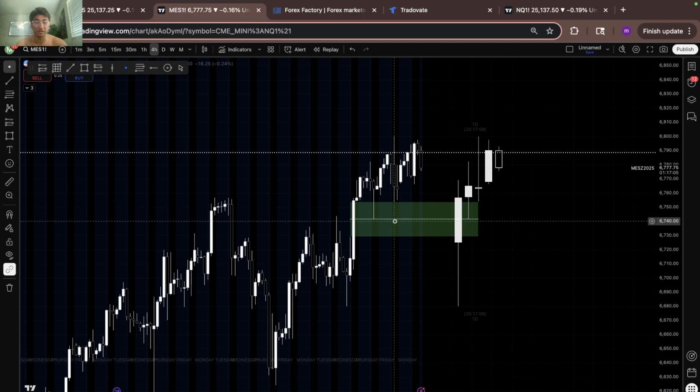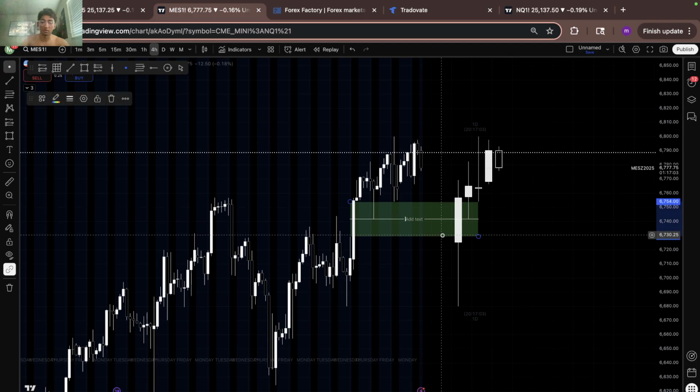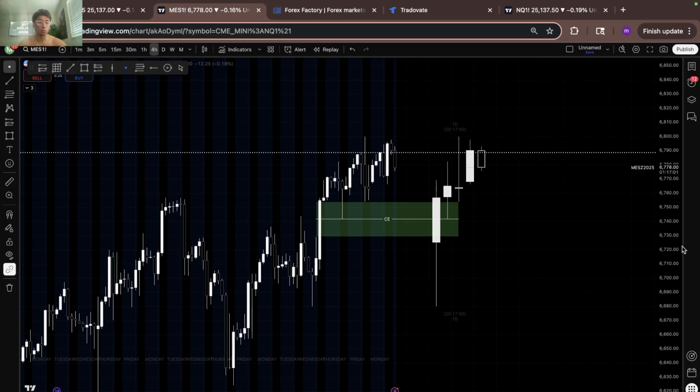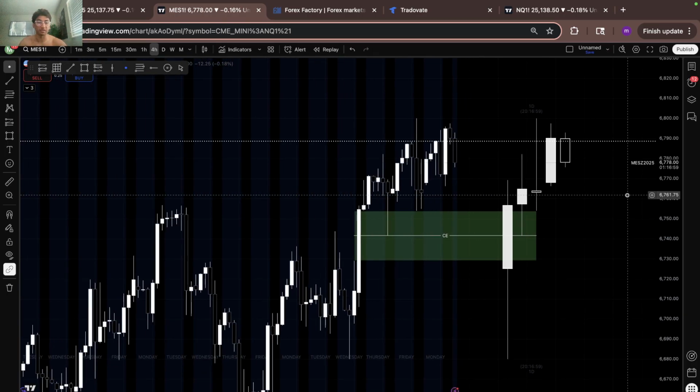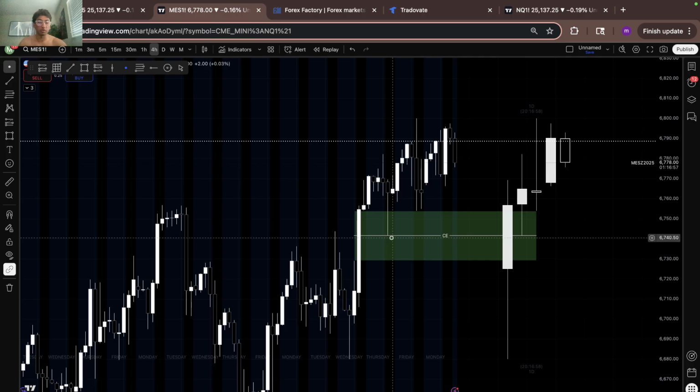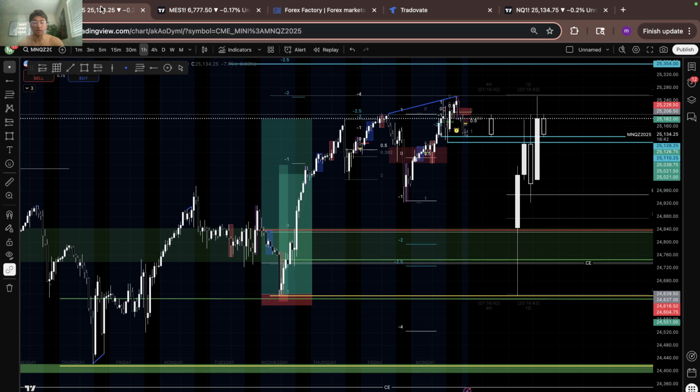damn, perfect example of consequent encroachment. Actually, perfect example. So this wick we pulled into consequent encroachment of this bullish gap, which means we perfectly respected the upper half. Which means if we're not closing through the upper half, we're staying bullish. We're holding this and we're respecting it. It's a good sign. Okay.